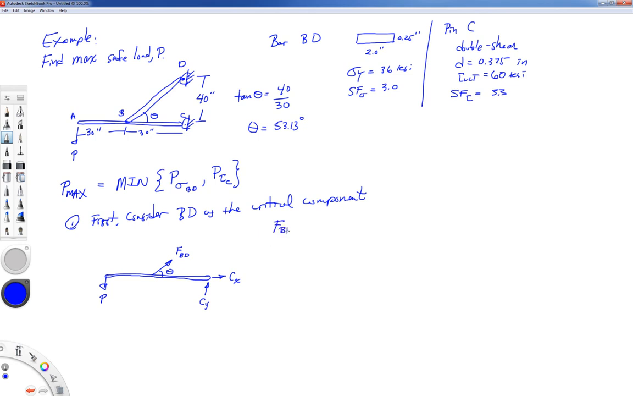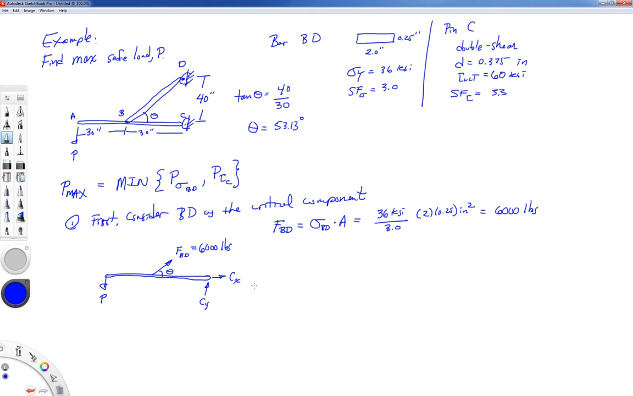The force in bar BD is going to be the stress in bar BD times its cross-sectional area. Now the stress that we're going to have in bar BD is the allowable stress, which is going to be our 36 KSI divided by our safety factor of 3.0. The area of bar BD is 2 inches by 1/4 of an inch. So that's going to end up with a force in bar BD of 6,000 pounds. So now I know that this is 6,000 pounds.